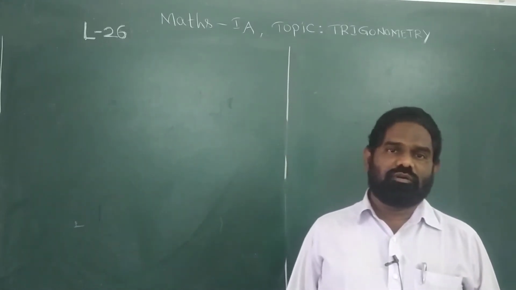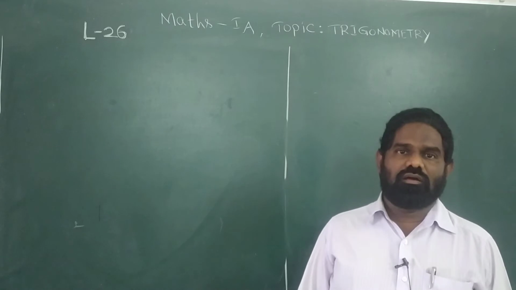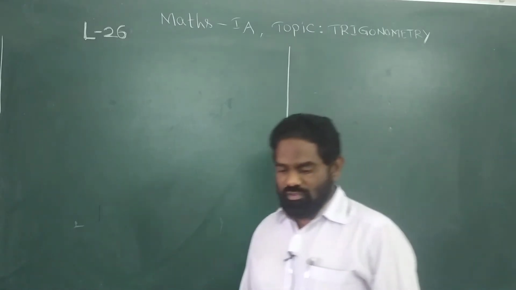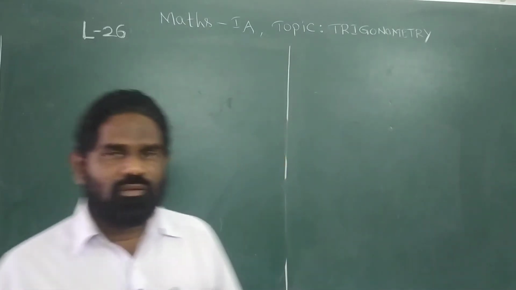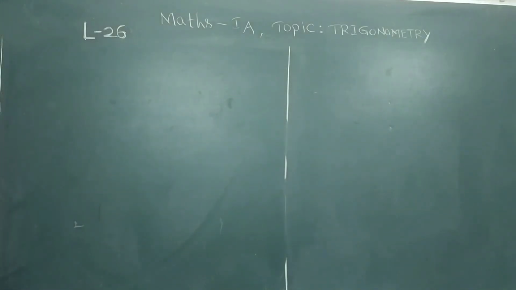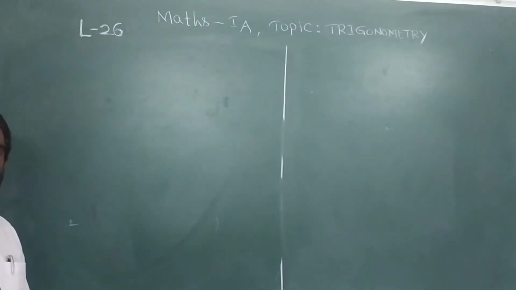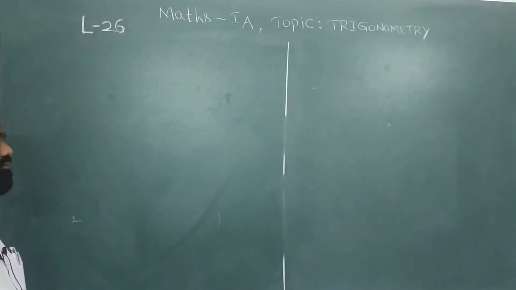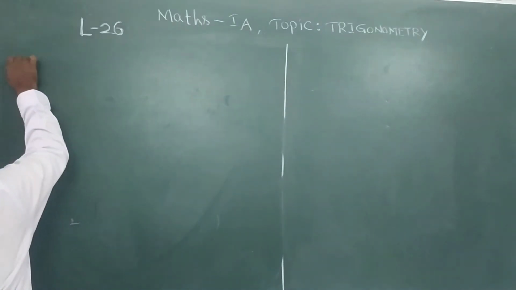Hello students, today we are going to continue with compound angles. Let us go for a problem like this. We are going to find the value of tan 75 degrees.